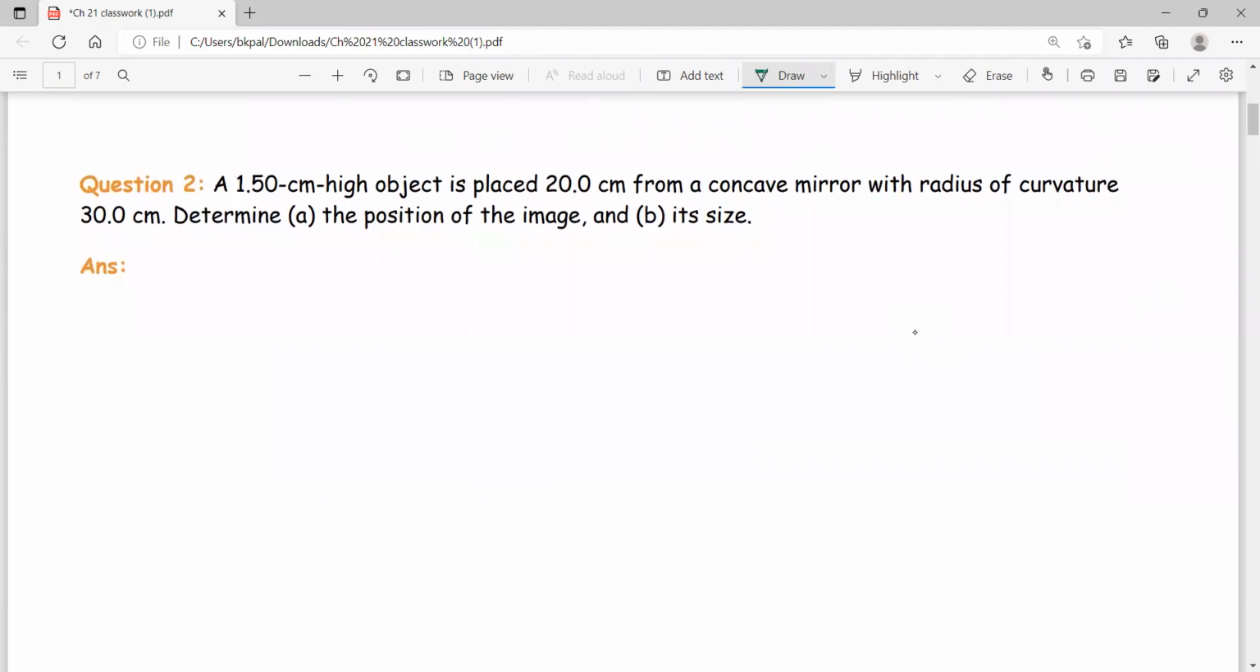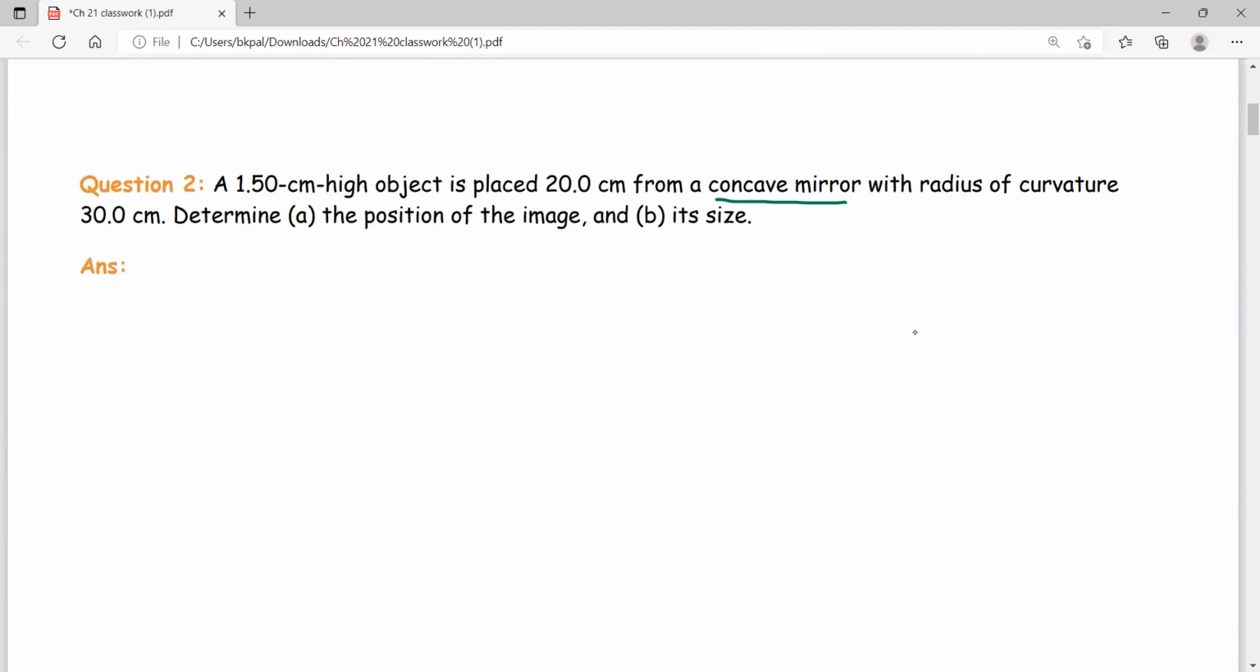It is a mirror related problem. We are given a concave mirror, and the radius of the concave mirror is 30 centimeter. So what we are given here is the radius of curvature for a concave mirror. The object distance is also given. It says that a 1.5 centimeter high object is placed 20 centimeter from a concave mirror. This is the object distance and this is the object height. We have to determine the position of the image and its size.